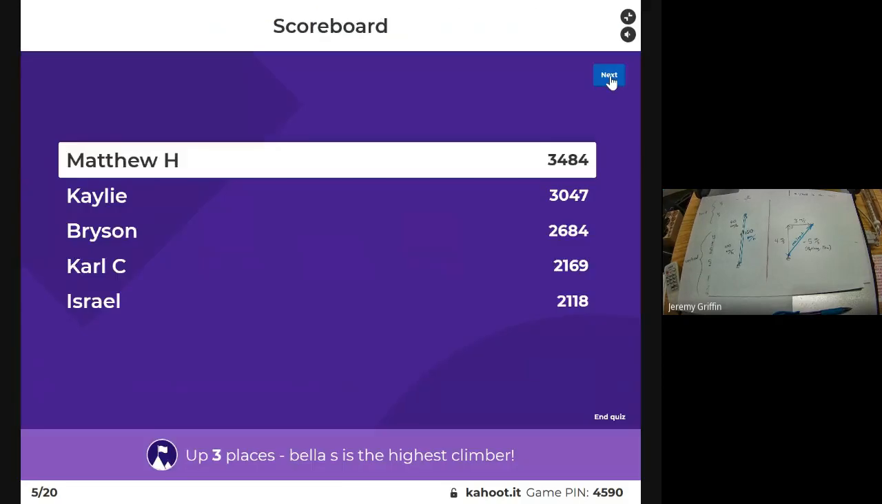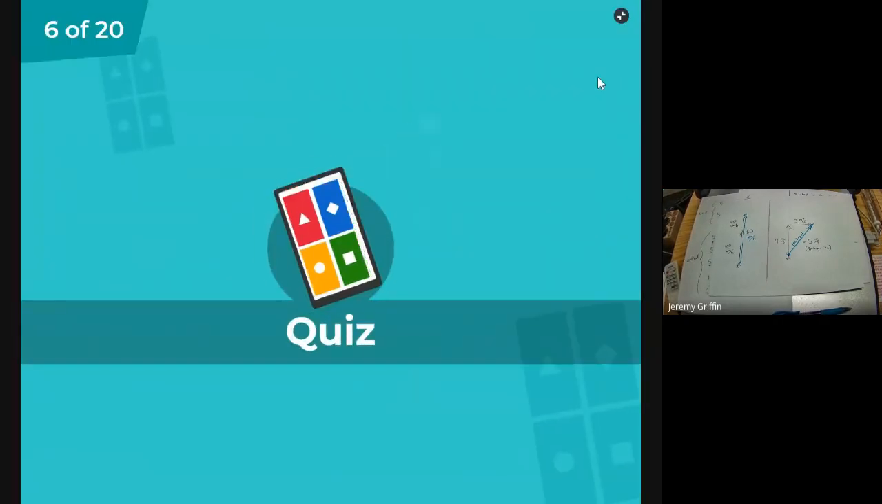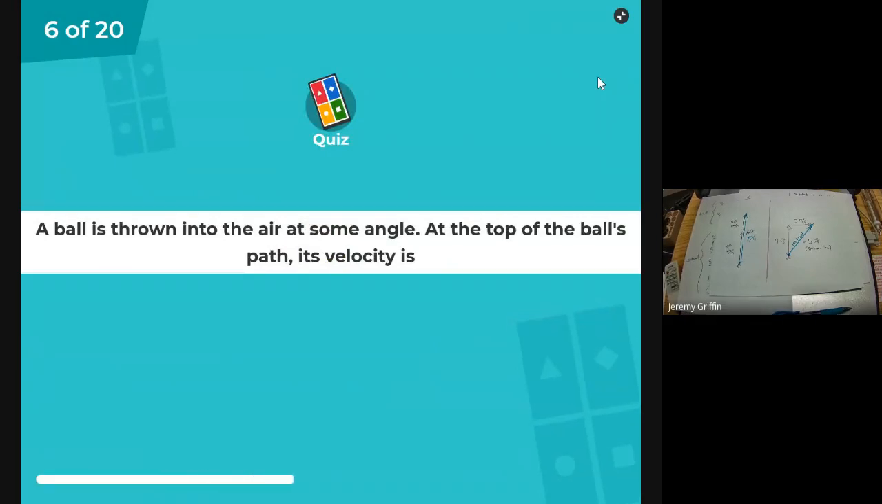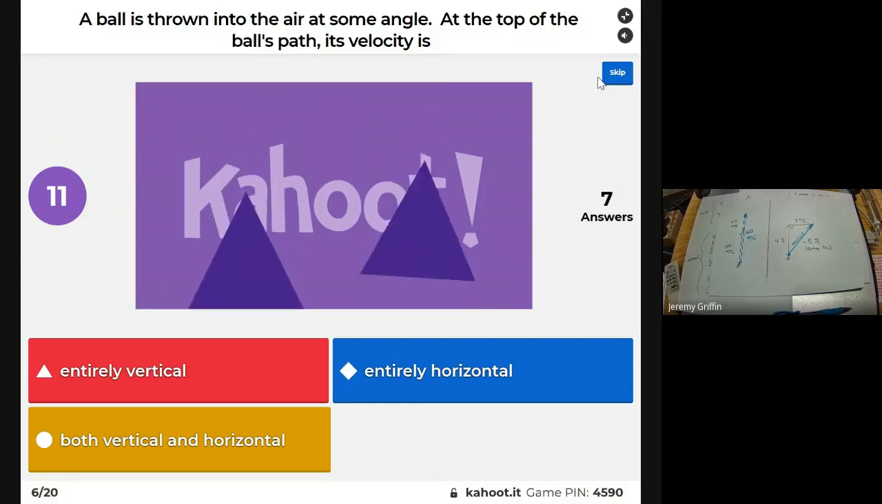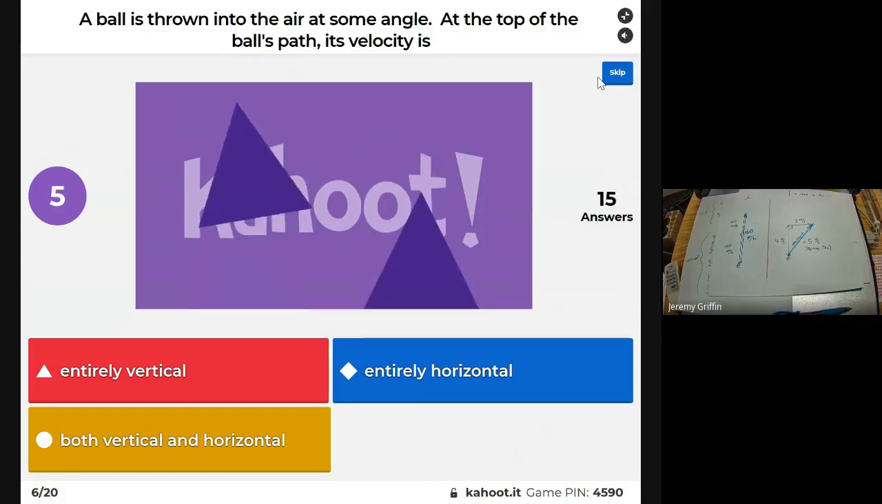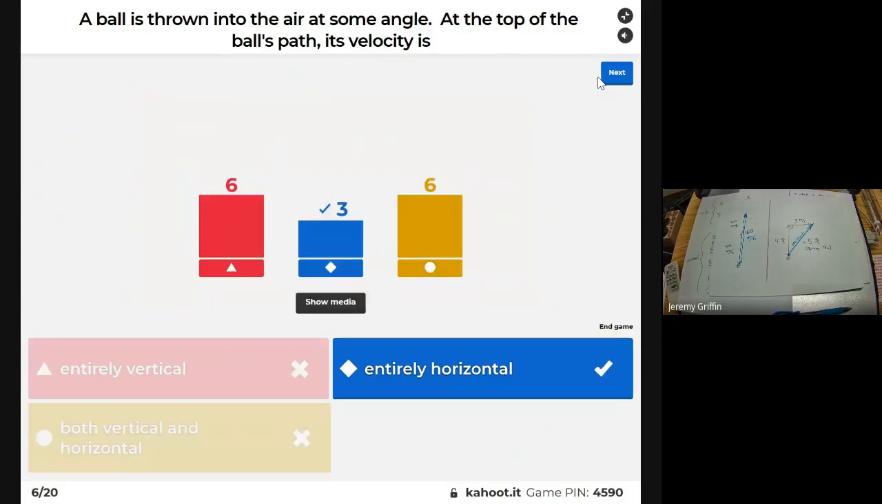Next question. Points. Ooh, got it. A ball is thrown into the air at some angle. At the top of the ball's path, its velocity is what? Say throw it at like a 40-degree angle or something. Oh, okay. Three of you guys got that. Entirely horizontal. Let me definitely flip the screen and show you guys why the answer, velocity at the very top, would be entirely horizontal.